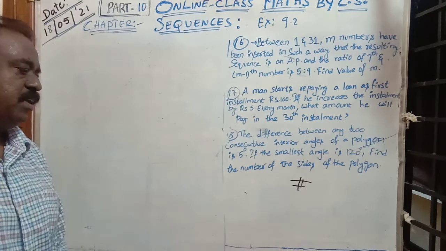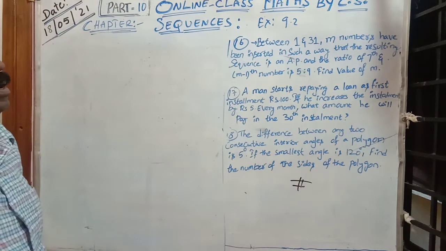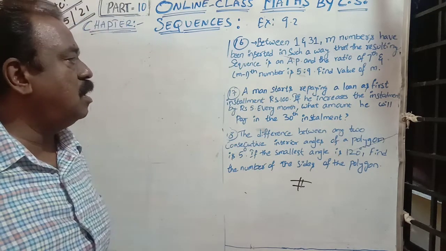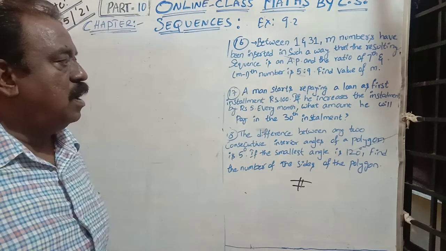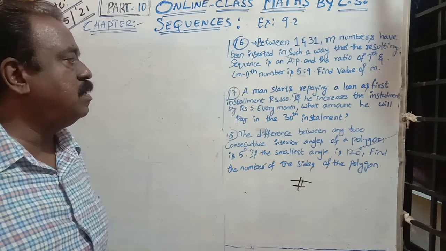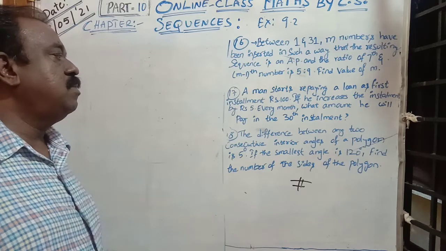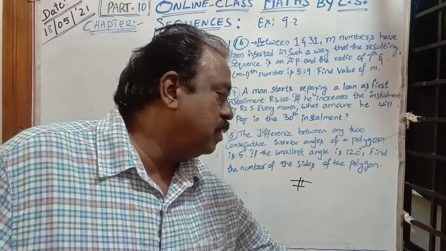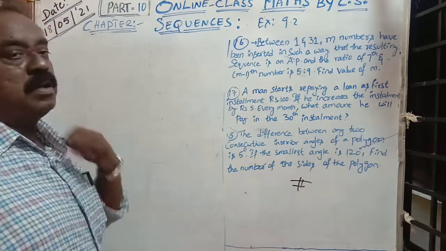Now, 17th problem. A man starts repaying a loan as the first installment is 100 rupees. If he increases the installment 5 rupees every month, what amount he will pay in the 30th installment? That is purely according to the arithmetic progression.